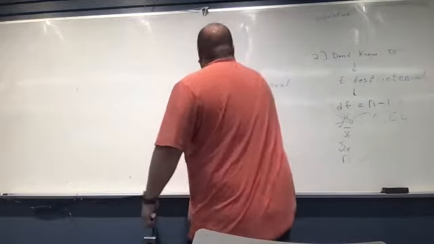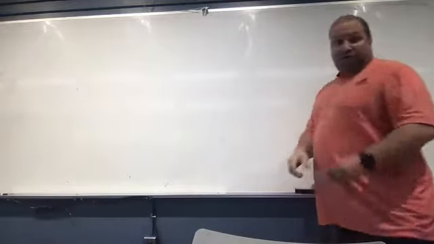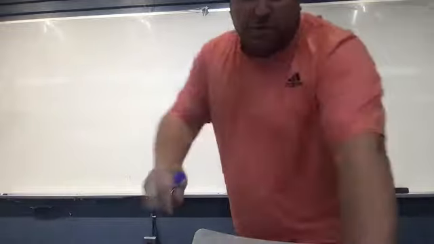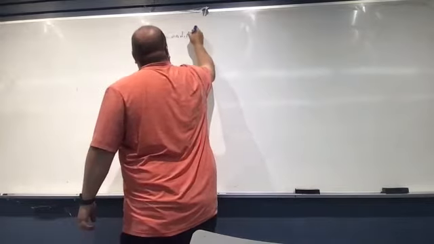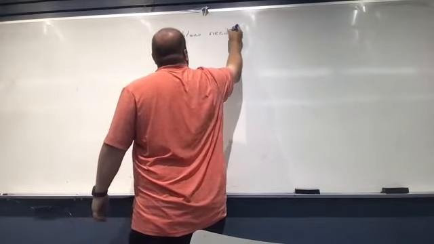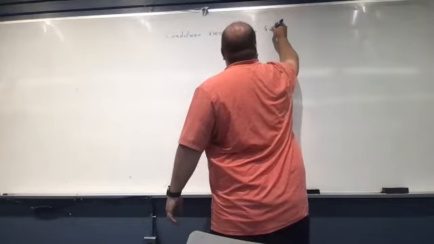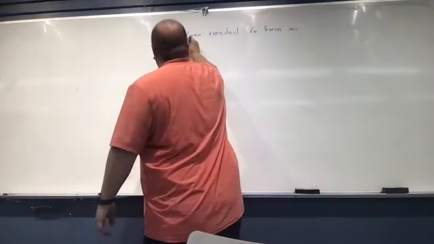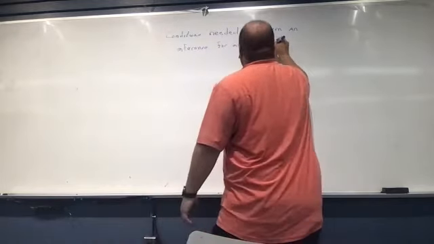So let's go in the order of the stuff in the book. And the first section that they do, if I read this correctly, well, before we get to the actual formulas, let's do the following. The conditions needed to form an inference for a population mean.